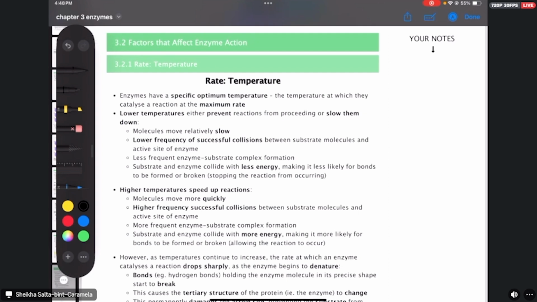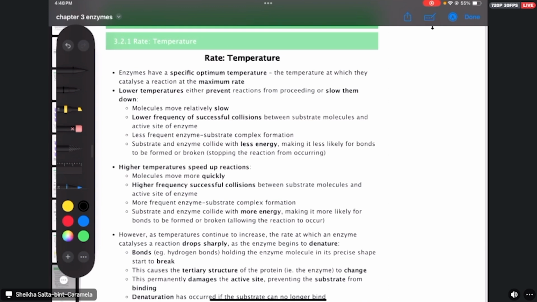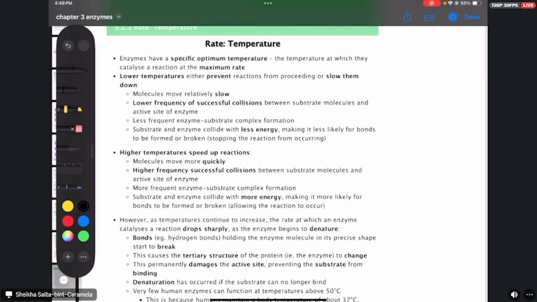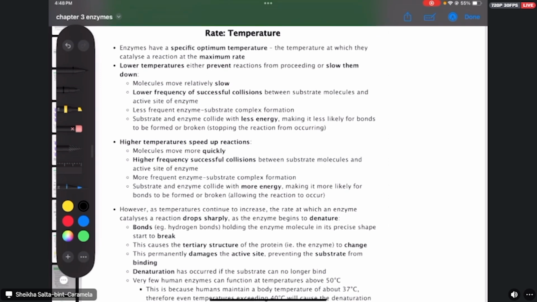Then we have factors that affect enzyme action. The first factor that affects the rate would be temperature. Enzymes work at a specific optimum temperature, and most enzymes work best at human body temperature, which is 37 degrees Celsius. At lower temperatures, the substrates have slower kinetic energy. So there are fewer successful collisions, which means the substrate molecules and active site of the enzyme will collide less, and then fewer enzyme substrate complexes will form due to the presence of less energy.